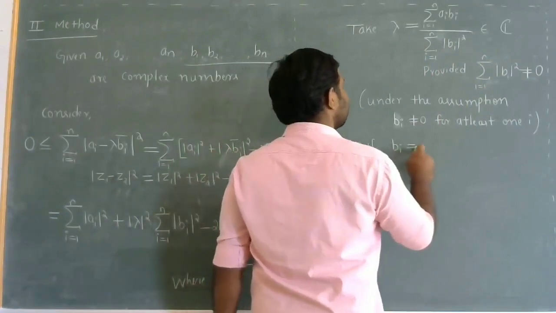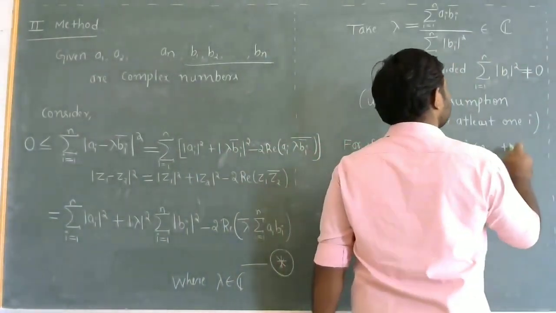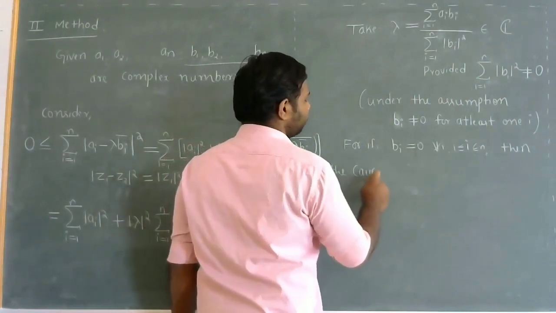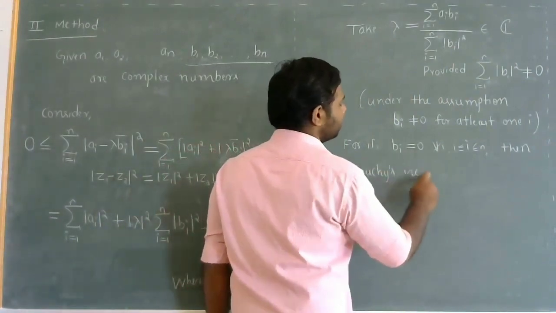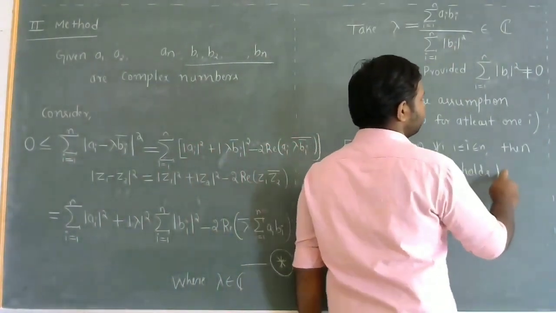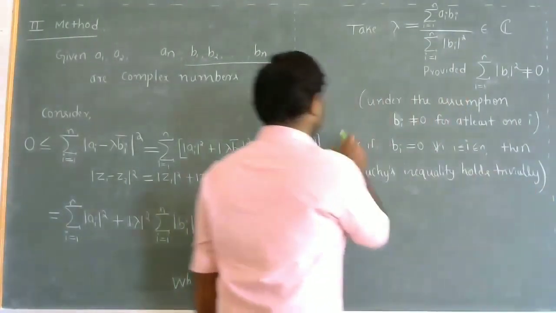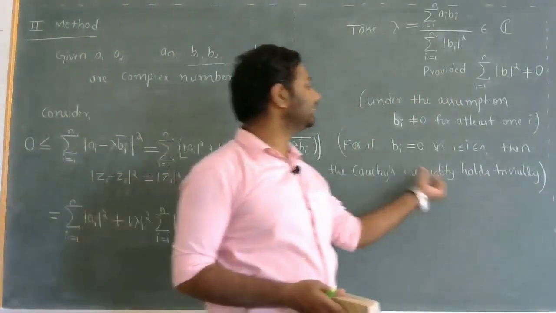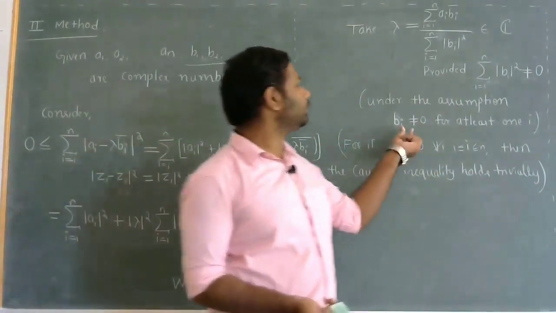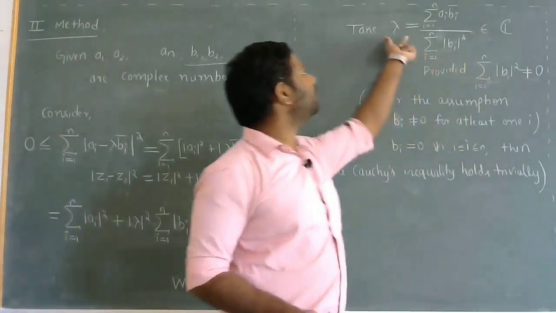For if bi's are 0 for all i, then the Cauchy's inequality holds trivially. So if all bi's are 0, the result holds trivially, so there is no need to argue in that case. So assume at least one bi is non-zero. With that assumption, this number will be non-zero, so lambda will be defined.